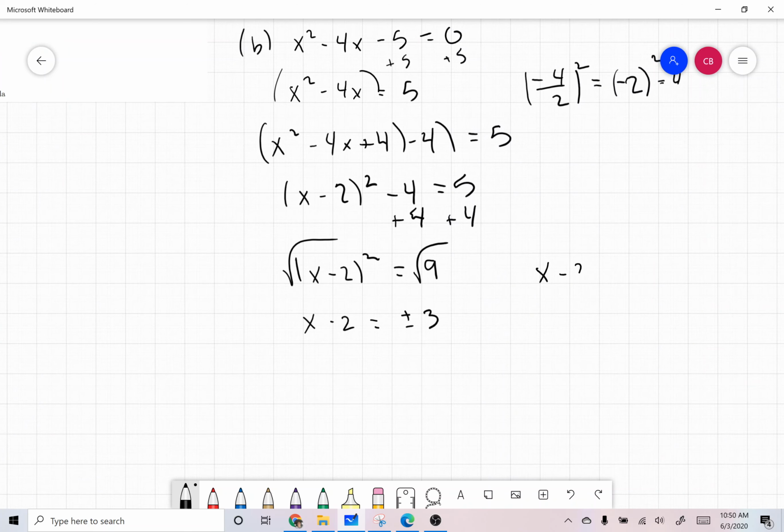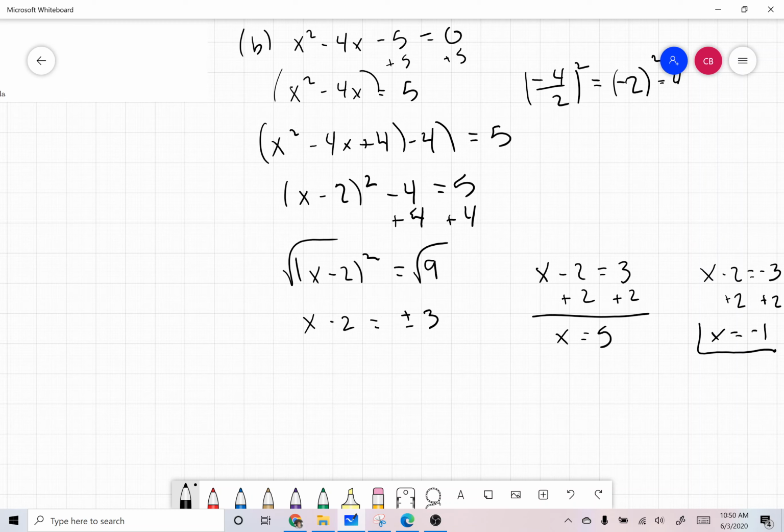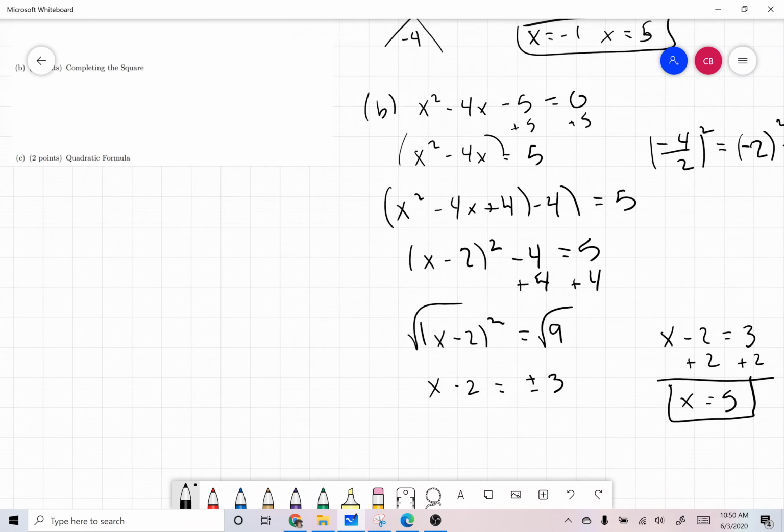If we have x minus 2 is equal to 3, we add 2. If we have x minus 2 is equal to negative 3, we have x is equal to negative 1, and you can see the solutions here.